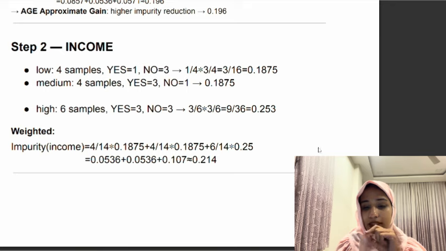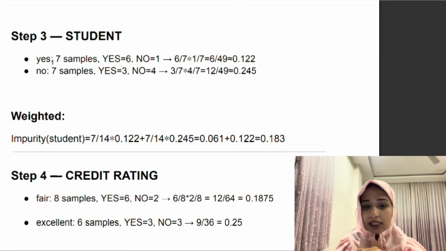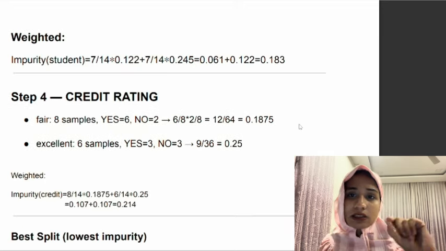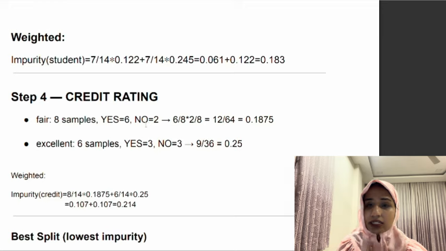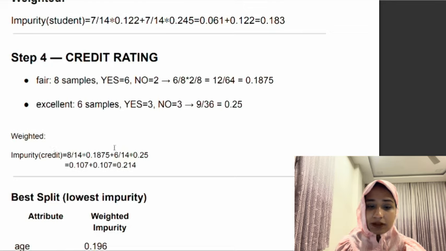Similarly 4 upon 14, 6 upon 14. So similarly for income the impurity will be calculated, and for student as well. Similarly for student, 7 samples, where yes is 6, no is 1. So similarly it is calculated, and credit rating is also calculated in the same way, that is 6 by 8, 2 by 8, 3 by 6 into 3 by 6. So this is the answer, and then we'll multiply it with 8 by 14 into 0.187, and add 6 by 14 into 0.25. So we get the weighted credit rating impurity.